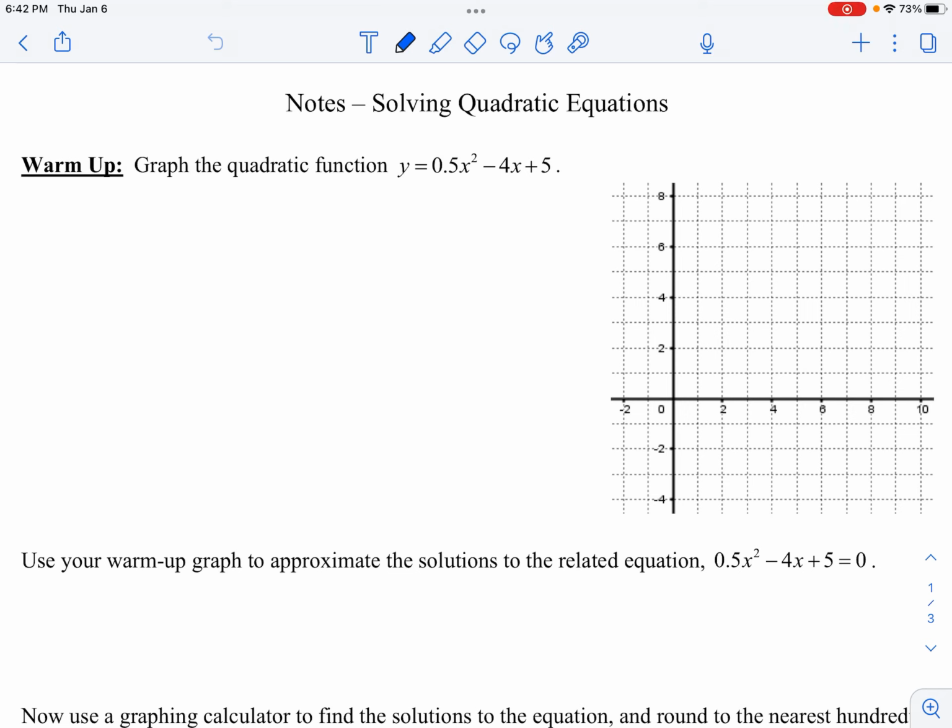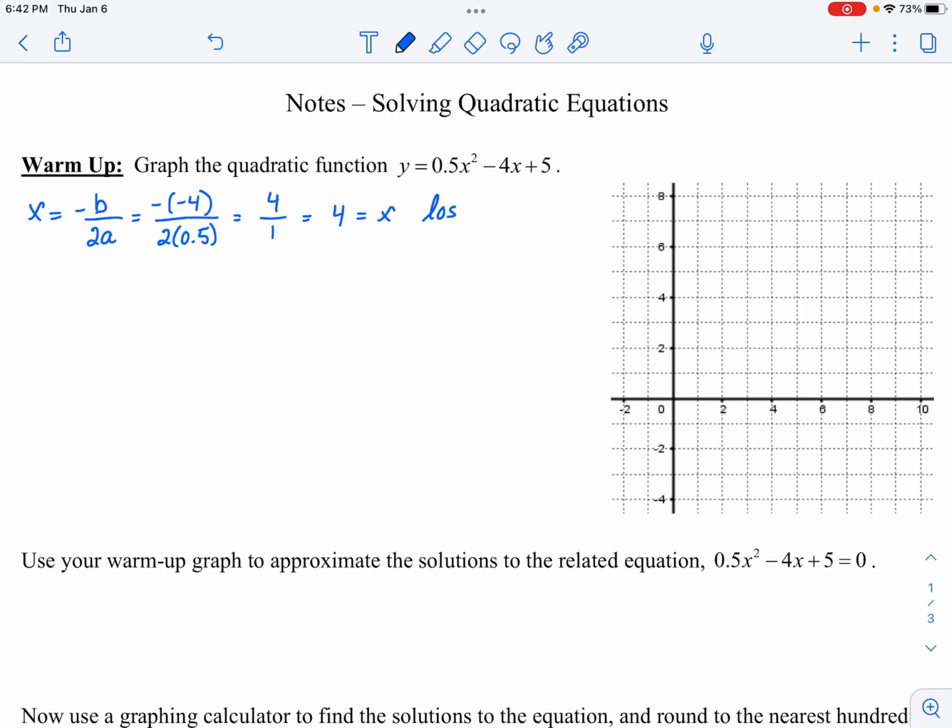Now, since we're in standard form, we're going to start by finding the vertex using x equals negative b over 2a to find our line of symmetry. So we're going to have negative b is negative 4 over 2 times a is 0.5. So that gives me positive 4 over 1, which is 4. All right, so my line of symmetry is x equals 4.